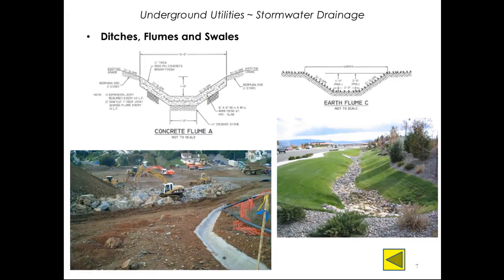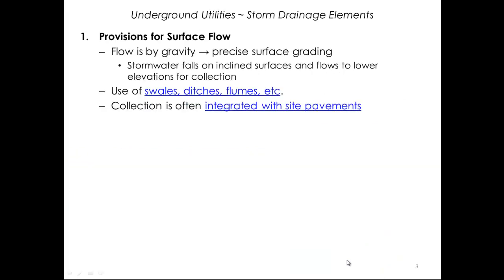Here are a couple of examples. On the left side we see a concrete lined flume or ditch used to intercept and direct stormwater to prevent erosion on a very hilly site near San Diego, California. And on the right we see an illustration of what is often called a swale, which is simply another name for a shallow ditch. Since most building sites will have paved areas, the collection of stormwater is also integral to the pavement design.